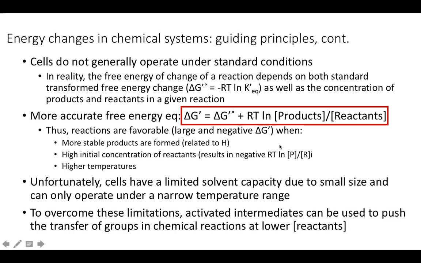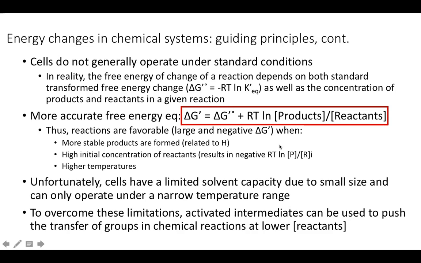Thus, a more accurate free energy change equation is shown boxed off in the red. From this, you can see that reactions are more favorable when more stable products are formed as related to H, and when initial concentration of reactants is high relative to that of the concentration of products, as well as at higher temperatures.